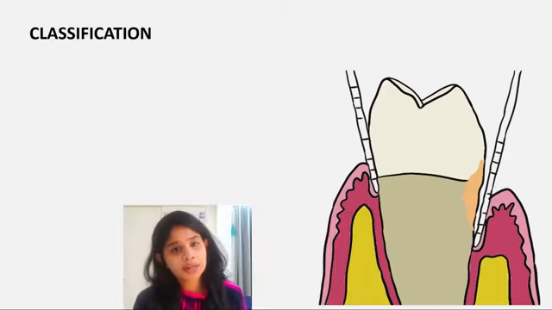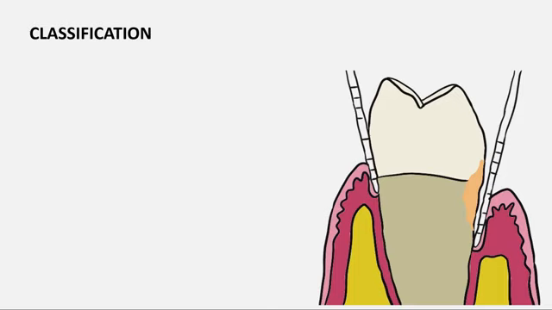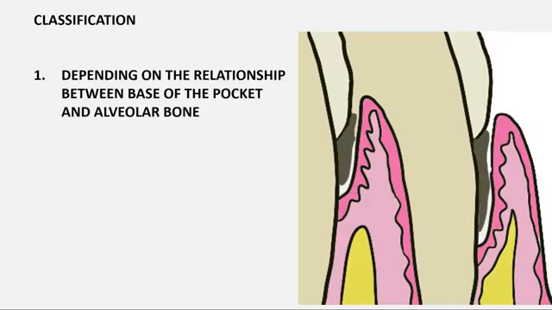Now that we know what is a periodontal pocket, let's try and classify it. Pockets can be classified in different manners. First, let's classify it depending upon the relationship between the base of the pocket and the alveolar bone. So what are the two structures we are talking about? We are talking about the alveolar bone crest and the base of the pocket. So it can be divided into two categories.